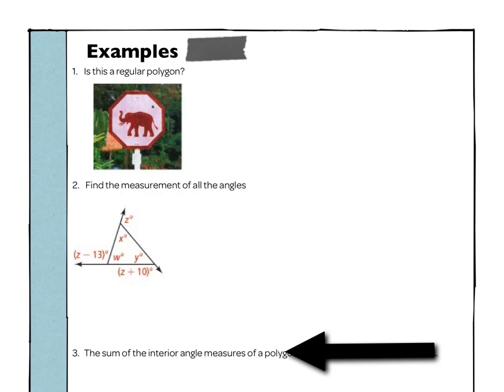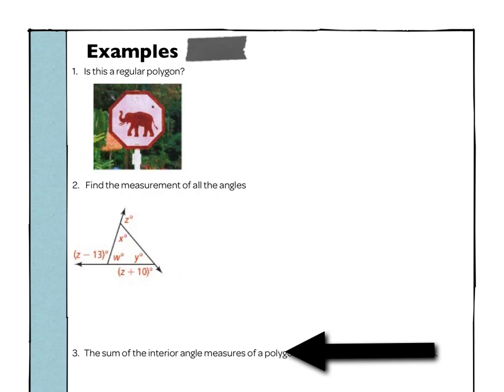Number 2 says find all the angle measures. Well, clearly, we can't figure out what the interior ones are exactly because there's no markings. We know they add to 180, but this means find all of the exterior angles. And remember what we said about the polygon exterior angle theorem, all the exterior angles add up to 360 for every polygon. Any polygon you can think of, they all add up to 360. So that means that z plus 10 plus z minus 13 equals 360.